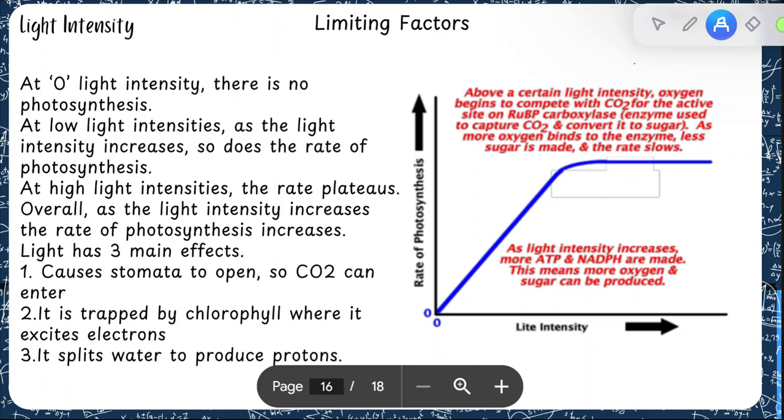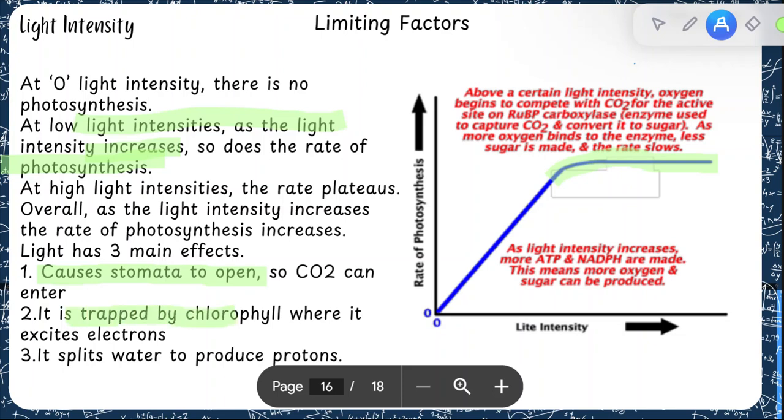light is needed for the light dependent reaction. So at low light intensities, as the light intensity increases, the rate of photosynthesis is also going to increase. And at very high light intensity, the rate is going to plateau or just flat out. So overall, as the light intensity increases, the rate of photosynthesis is going to increase. And the few effects that it has is it causes the stomata to open ताकि ज़्यादा CO2 अंदर आ सके.